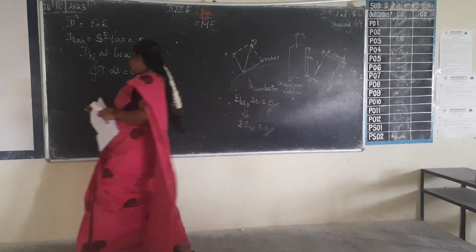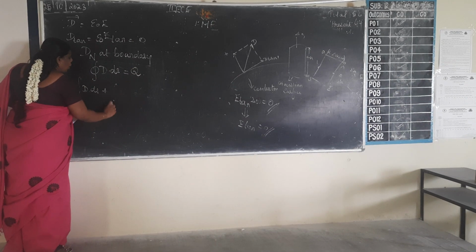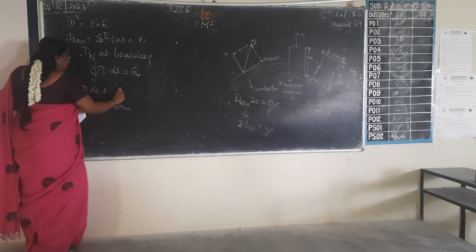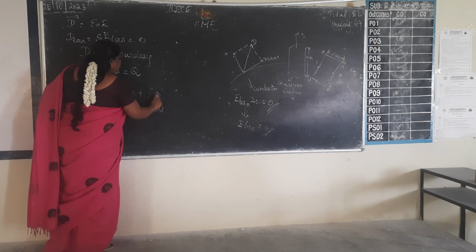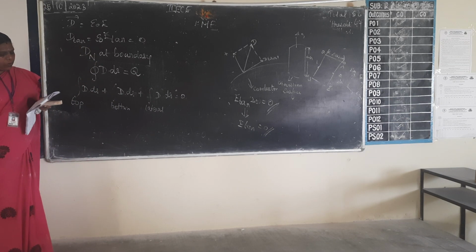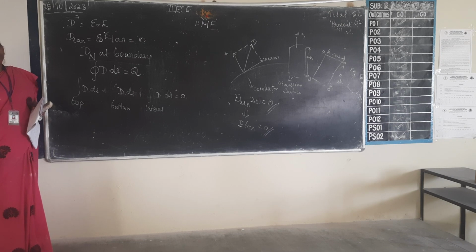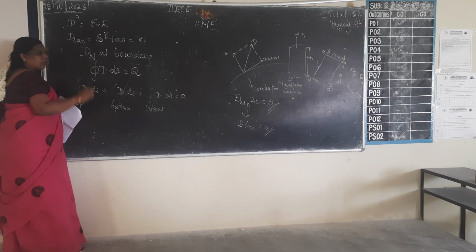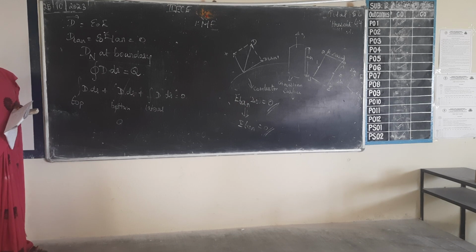Integral of top D dot ds plus integral of bottom D dot ds plus integral of lateral D dot ds is equal to 0. Which surface is inside the conductor? The bottom surface is inside the conductor. When the bottom surface is inside the conductor, it will become 0. So the integral of D dot ds over the bottom will be equal to 0.